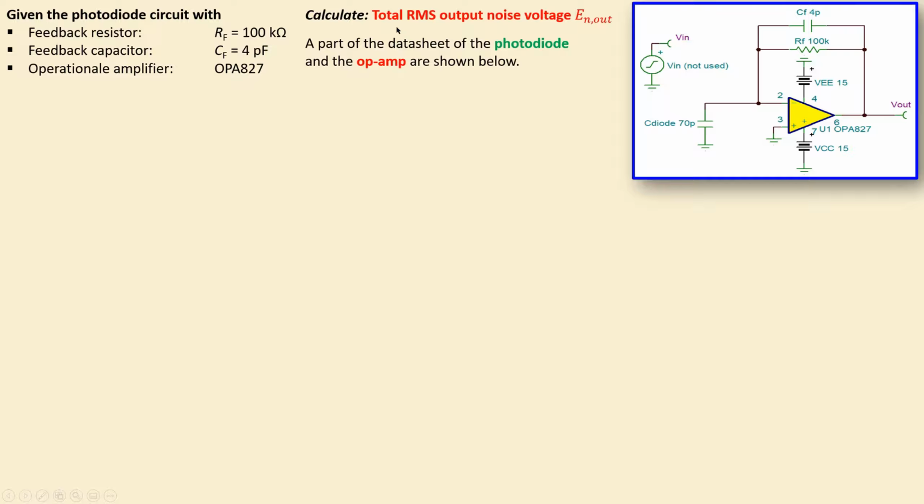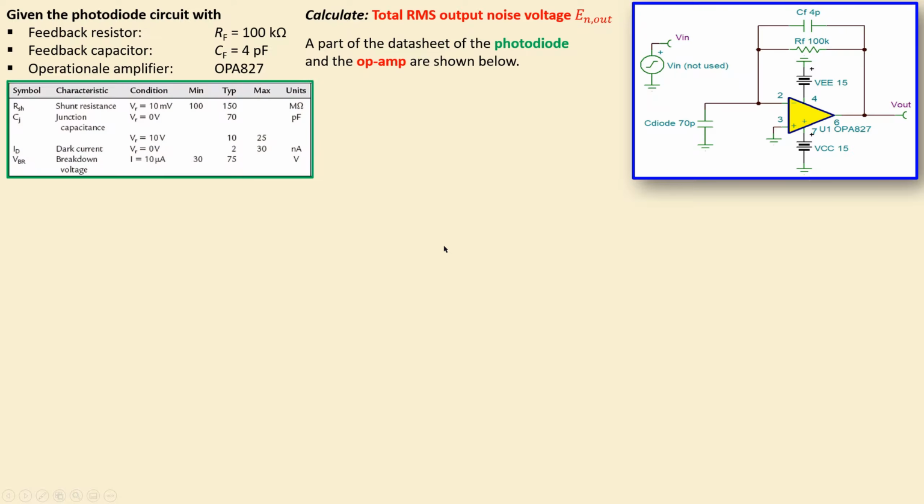What we want is the calculation of the total RMS output noise voltage at the output, and a part of the datasheet of the photodiode and also the op-amp are shown below. So let's first look at the photodiode. This is the datasheet from the photodiode. What you see is actually the following.